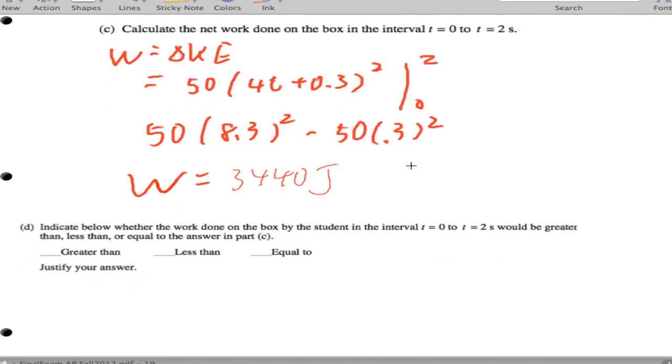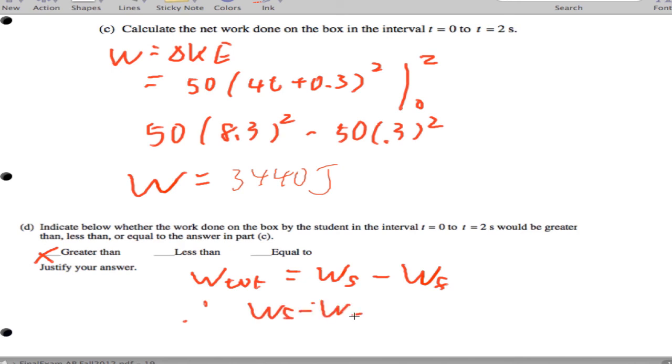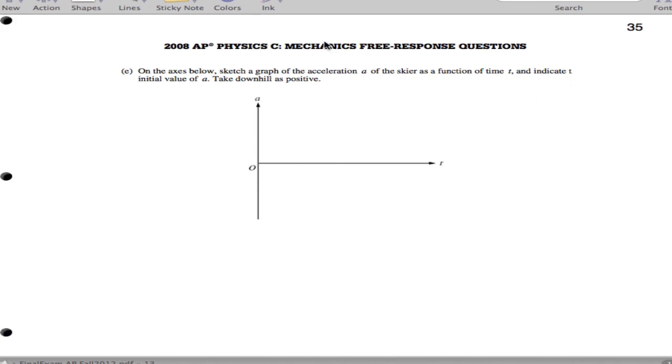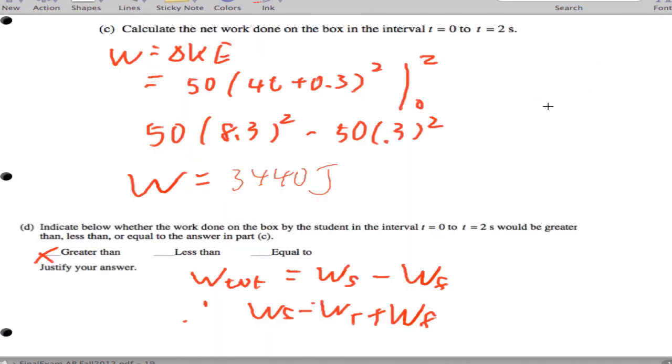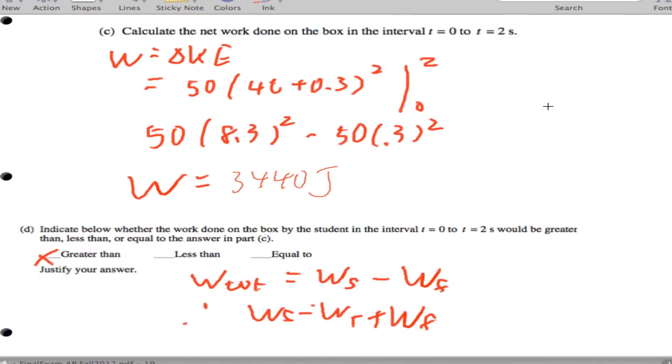Now it turns out the work done by the student would have to be greater than the total work done, because the total work equals the work done by the student minus the work done by the friction. So therefore, the work of the student equals the total work plus the work done by the friction, and that ends up being bigger than just the net work done. All right, so this actually wraps up our free response questions.